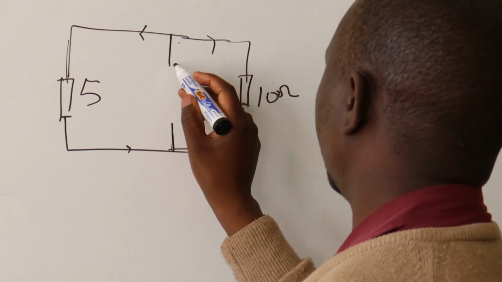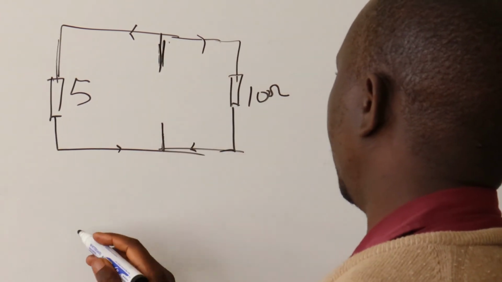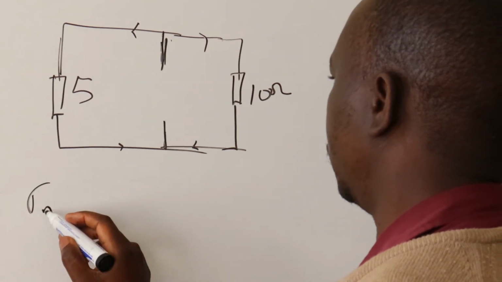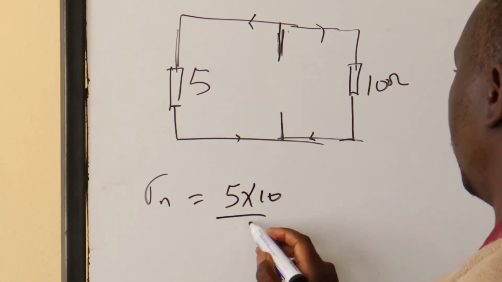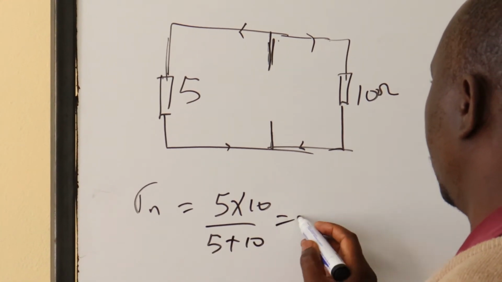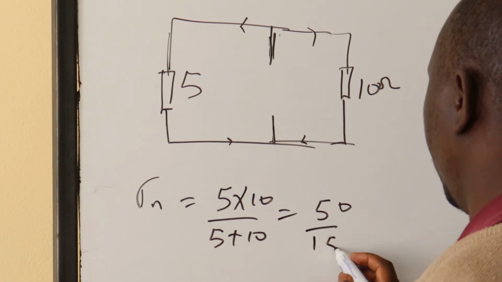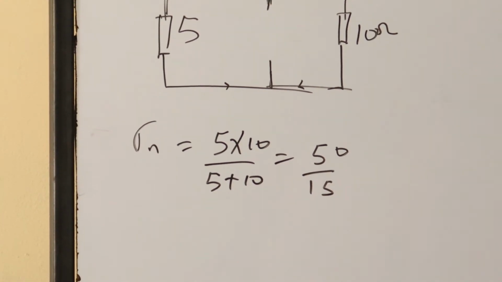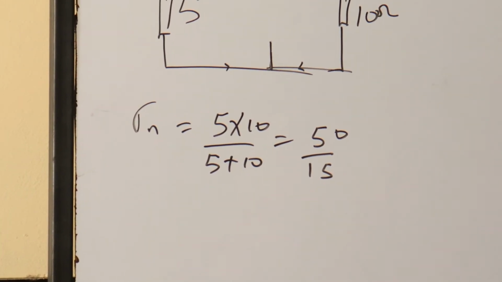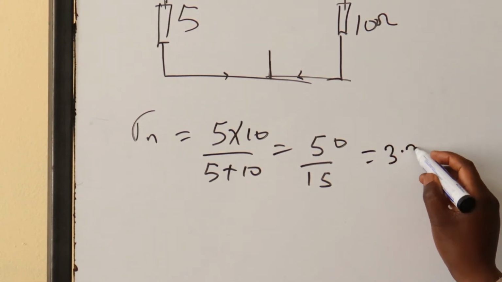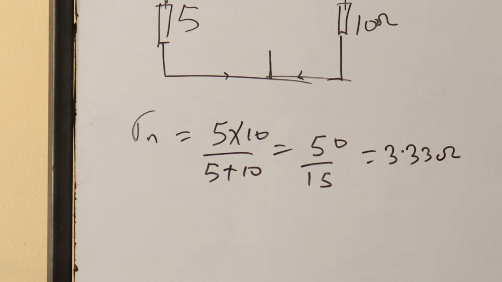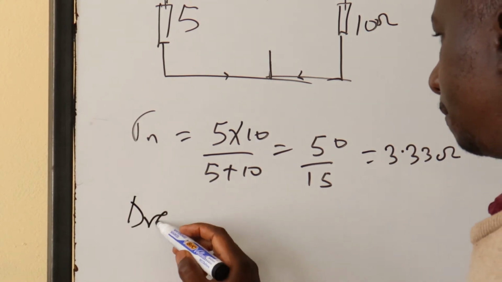By looking in, then we shall have them appearing. So we shall have R Norton is supposed to be 5 times 10 over 5 plus 10. This becomes 50 over 15, which is 3.33 ohms. So we draw the Norton's equivalent circuit.